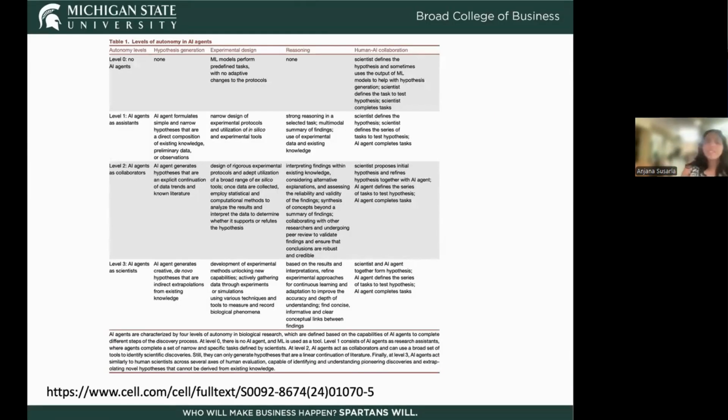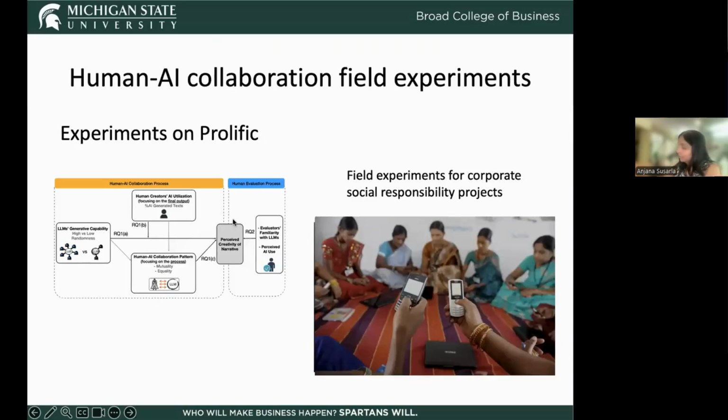And so, of course, there are different levels of autonomy. You can use AI agents as assistants, but be careful. They are not collaborators. That doesn't quite work. And they're definitely not scientists, right? I think I'm almost at an hour. So we could do more of these human-AI collaboration field experiments as well.